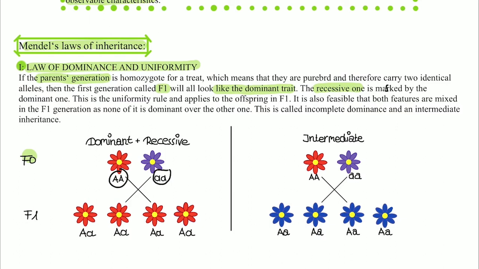It's also possible that the features are mixed in the F1 generation, as none is dominant over the other. This is called incomplete dominance, an intermediate inheritance model, which you can see here, shown by the red and the purple flowers, which together have an offspring with blue, which is a blue flower.